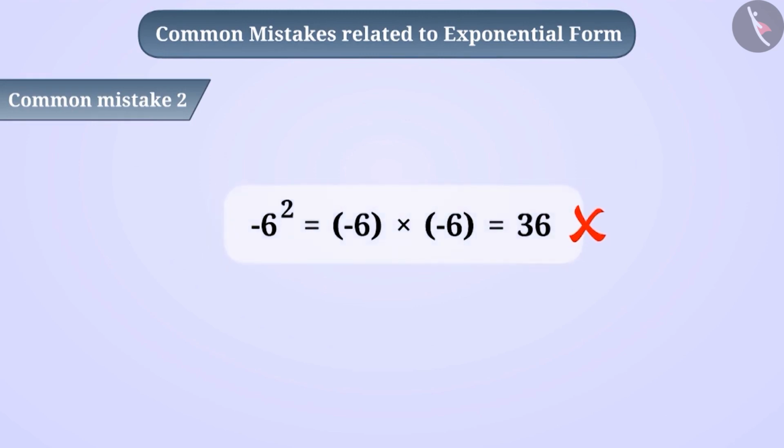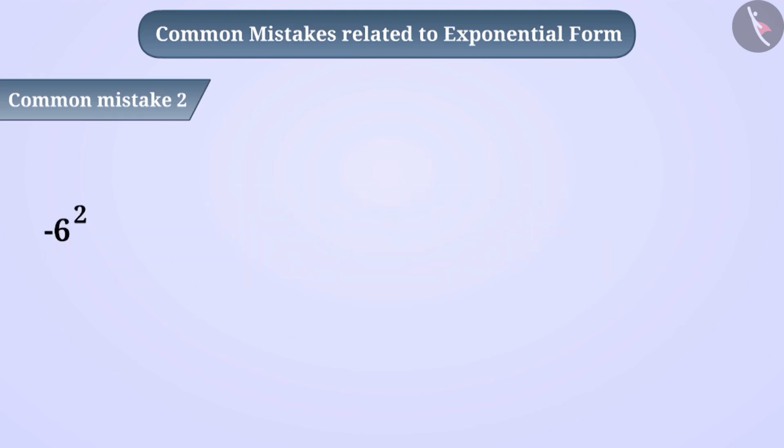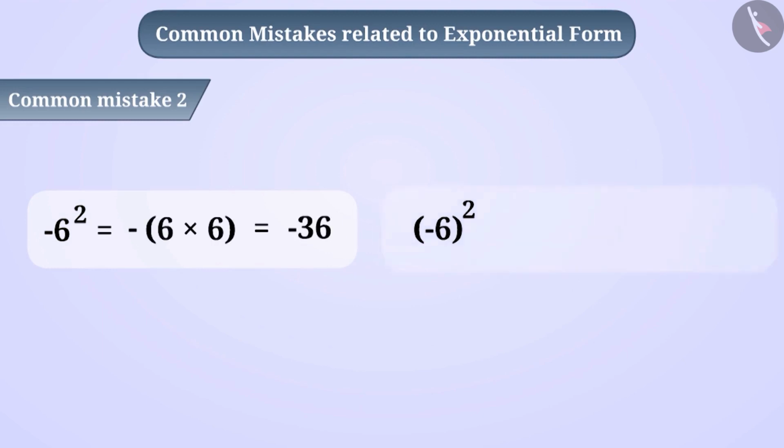Common mistake 2. Some children ignore the brackets. They solve minus 6 raised to the power of 2 is equal to minus 6 multiplied by minus 6 is equal to 36. But it is also a misunderstanding. Remember that both (minus 6) raised to the power of 2 and minus (6 raised to the power of 2) are different. Minus 6 raised to the power of 2 without brackets is equal to minus 6 multiplied by 6 is equal to minus 36. Whereas (minus 6) raised to the power of 2 is equal to minus 6 multiplied by minus 6 is equal to 36. Therefore, it is important to be careful about brackets in questions related to exponents.